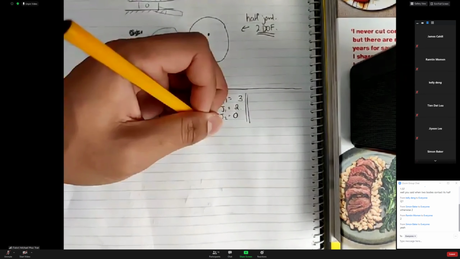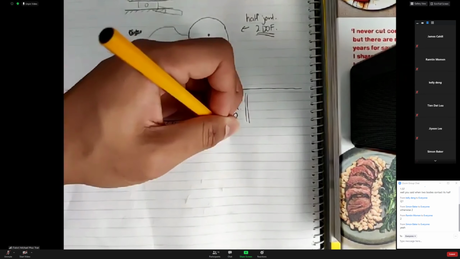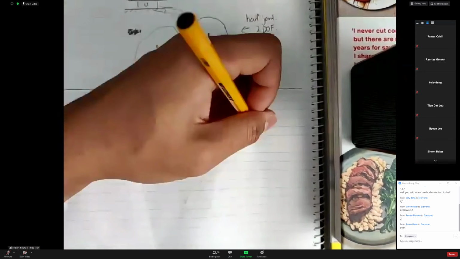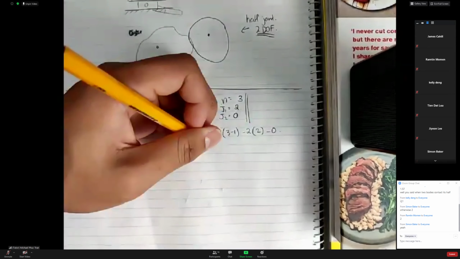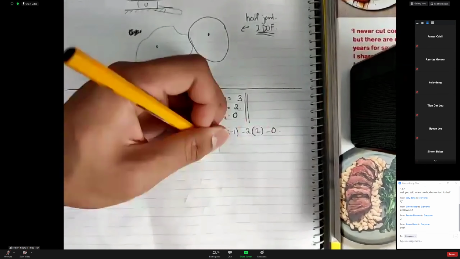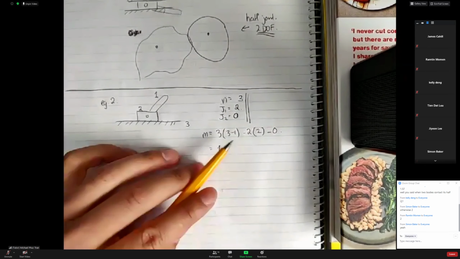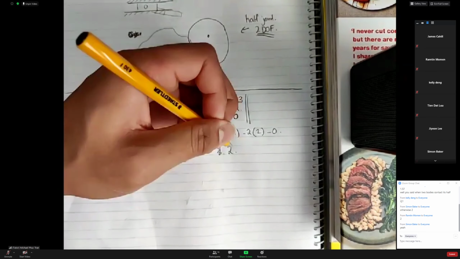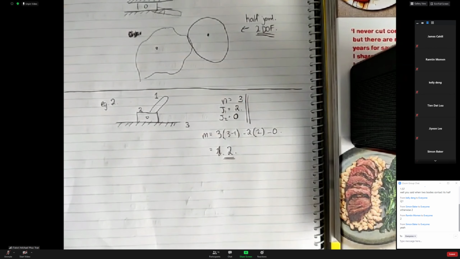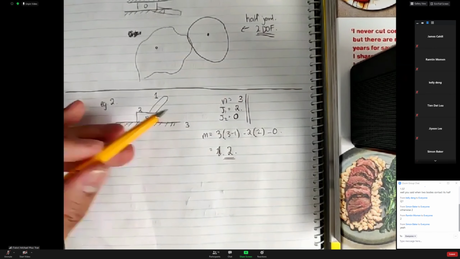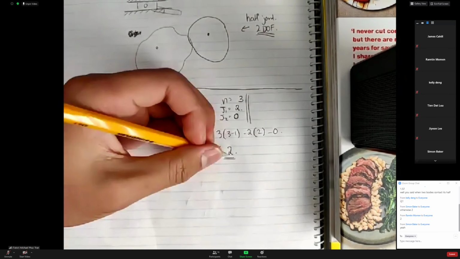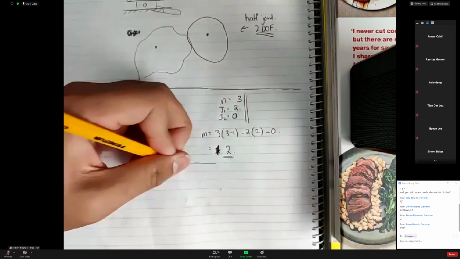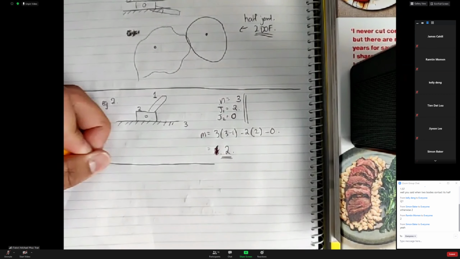So M = 3(3 - 1) - 2(2) - 0. Oh no, that's 6 minus 4, so 2. Because looking at this, you can slide it and it can rotate. So that's 2 degrees of mobility. And it's got to be harder.